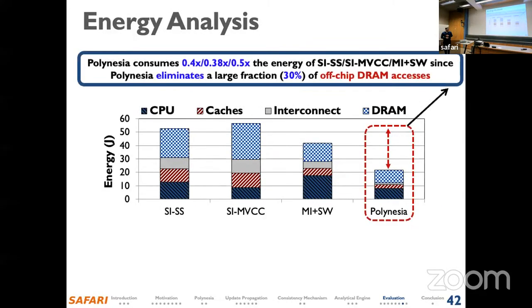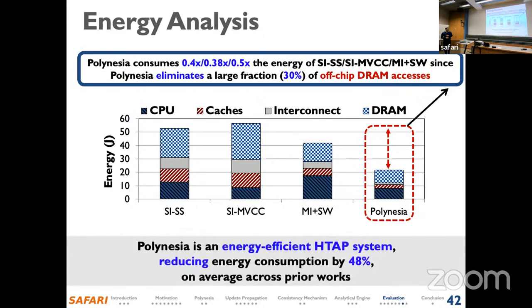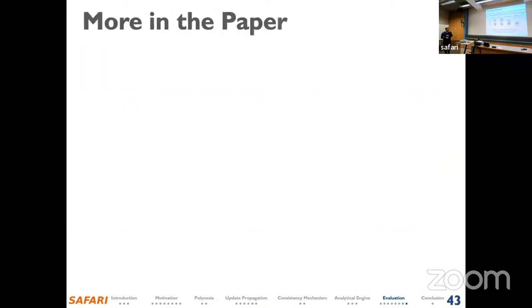Also we have an energy analysis here, and you can see that Polynesia consumes 0.4 times, 0.38 times, and 0.5 times the energy compared to the previous state-of-the-art solutions. Basically because we can eliminate a large fraction of costly DRAM accesses. So, again, we are pretty energy efficient.